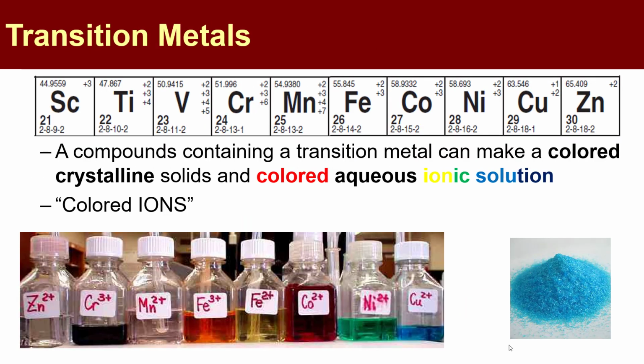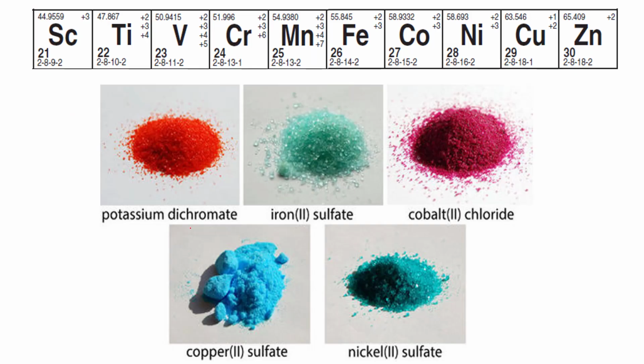Another unique factoid about transition metals is they are known for creating colored crystalline solids and colored aqueous ionic solutions. What we say is that they make colored ions. That is an indicator of a transition metal. Here we can see potassium dichromate, and it is the chromium that gives it that unique orangish red color. Iron 3 sulfate is a very nice turquoise. Cobalt 2 chloride is a beautiful color. Copper sulfate and nickel sulfate, these are all examples of colored ions, which are very different than the white powders from groups 1 and 2.